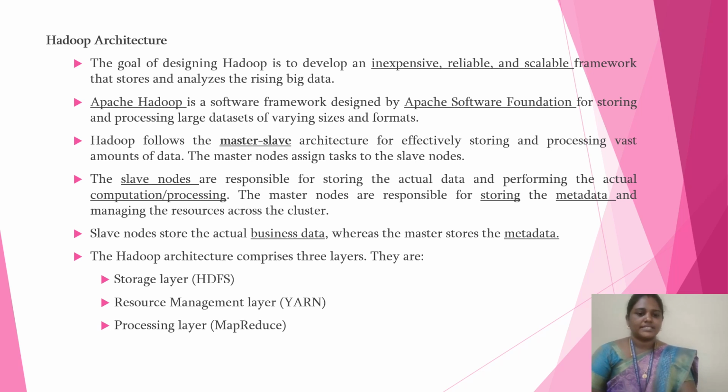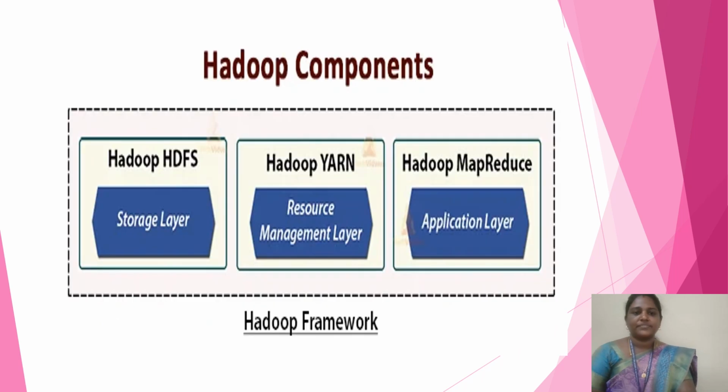The Hadoop architecture comprises three layers. One is the storage layer, Hadoop Distributed File System. Then the resource management layer, Yet Another Resource Negotiator. Then the processing layer, MapReduce. There are three main layers: storage, resource, and processing. Next we need to explain each and every layer in detail.